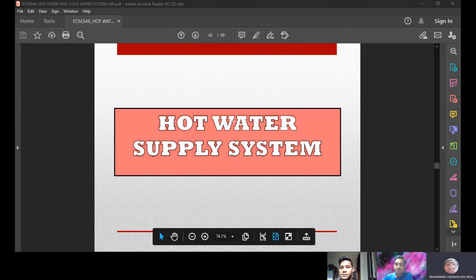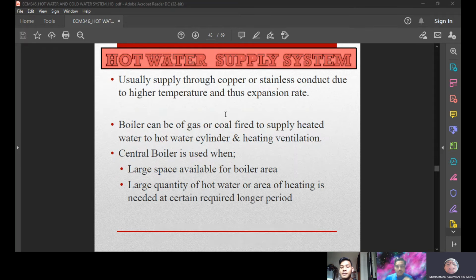Okay, I will explain about the hot water supply system. Hot water supply system is usually supplied through copper or stainless conduit due to higher temperature and thus expansion rate. Boiler can be gas or coal fired to supply heated water to the hot water cylinder and heating ventilation.